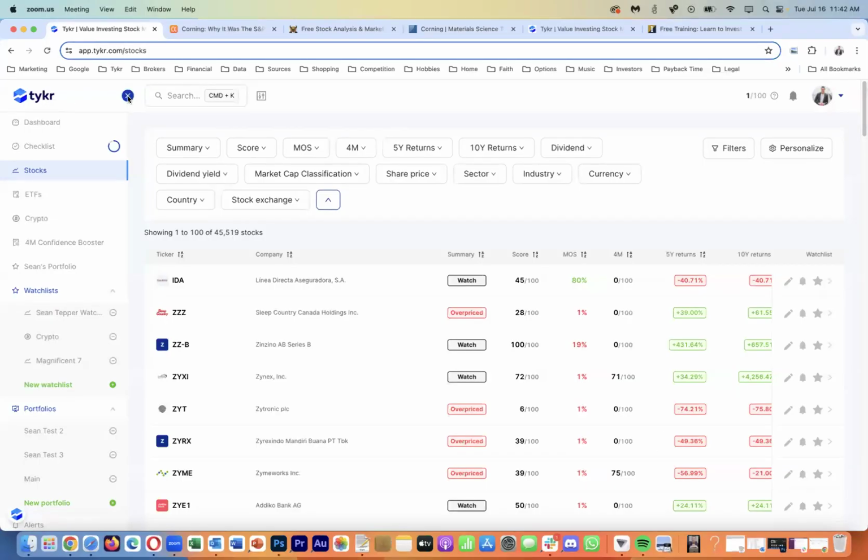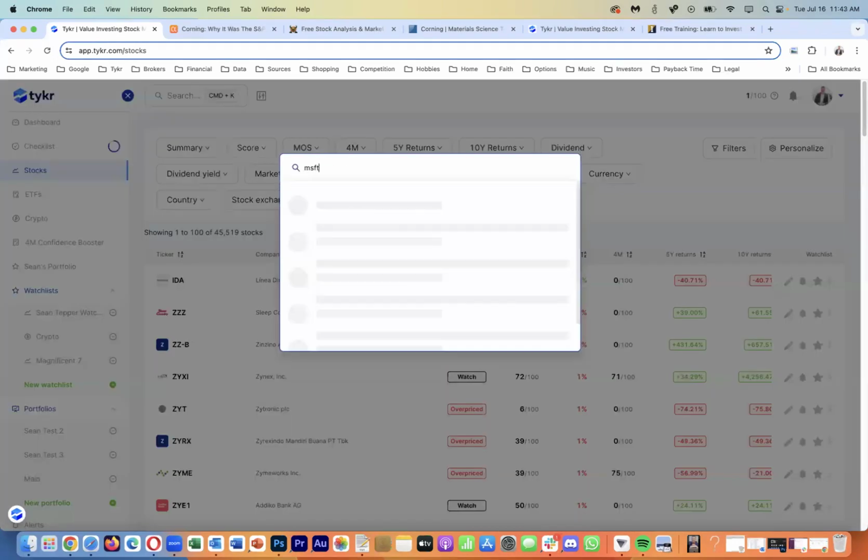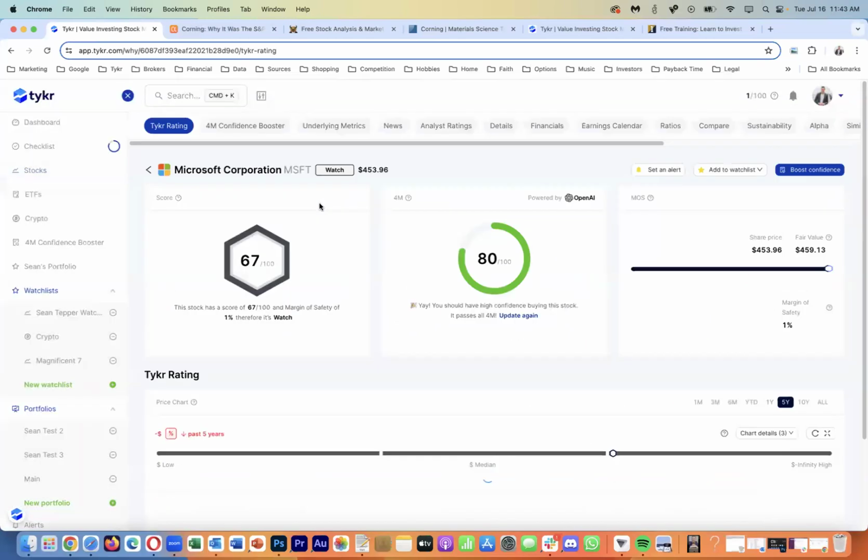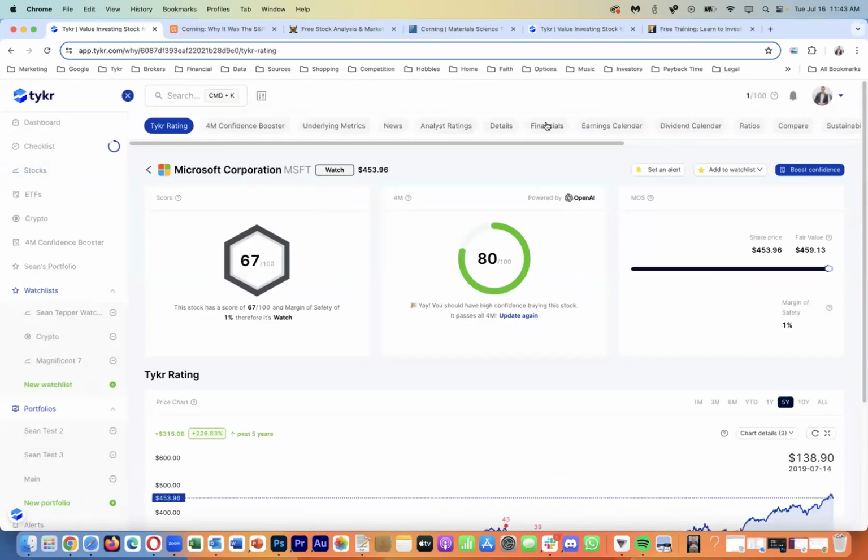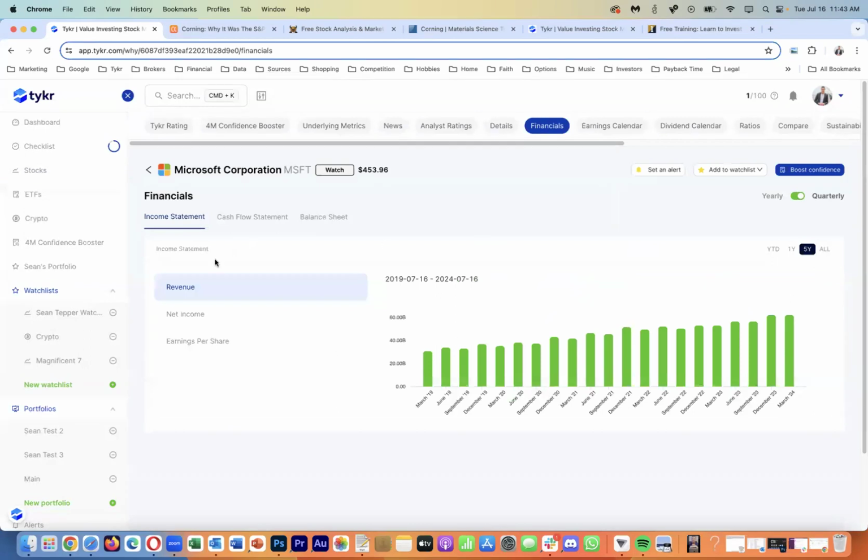Okay, Anis, you got a question here on crypto. So yes, I'll go to Tykr here, looking at my screen. We can analyze stocks, of course, because they have the financial statements. This is one of my favorite stocks, which is Microsoft. You can analyze businesses or stocks because they have the income statement, cash flow, and balance sheet.